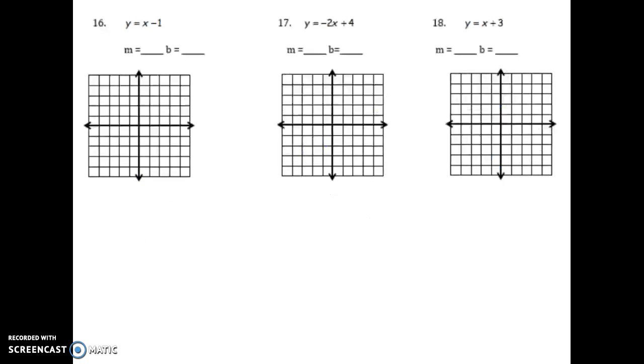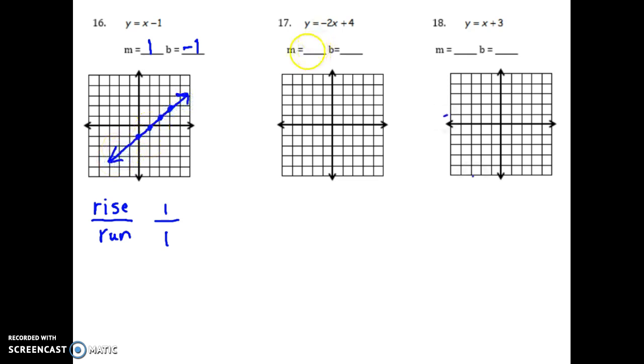Okay, so let's move on to number 16. My slope for number 16, if you notice the coefficient in front of the x is actually 1, even though it's invisible, and my y-intercept is -1. I'm going to start at -1. A slope of 1 is a rise of 1 and a run of 1. So it would look like this. Rise 1, run 1. So your graph should look like this.